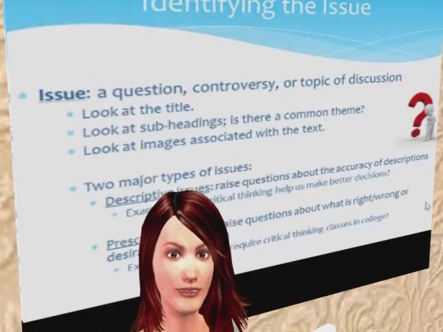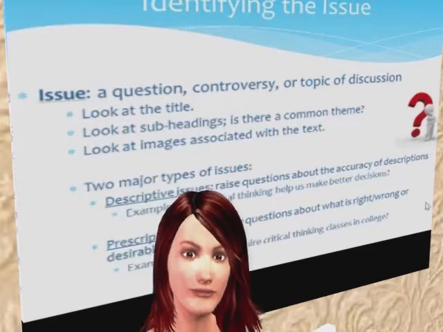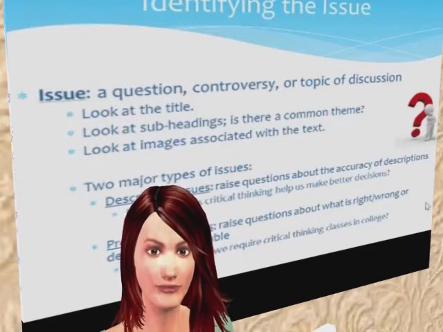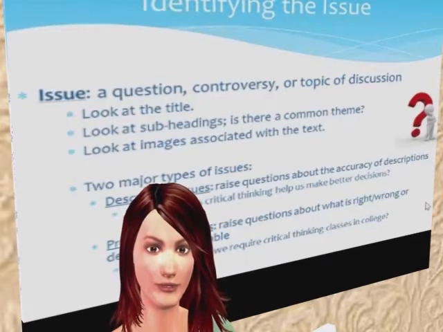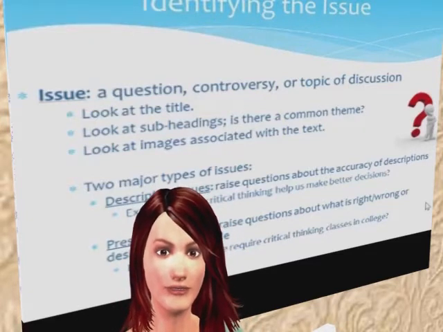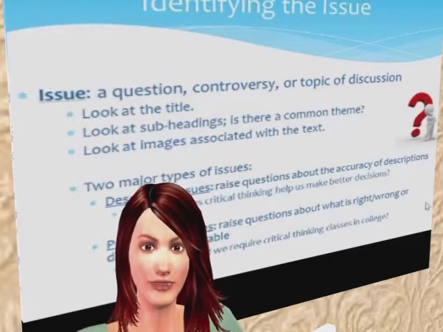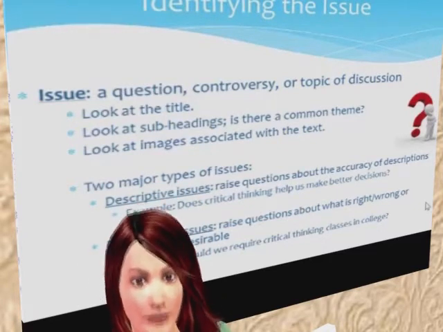So as Brown and Keeley argue, there are really two major types of issues, two categories: descriptive and prescriptive. And I know those words sound very similar, but they mean very different things. Descriptive issues raise questions about the accuracy of descriptions. They're more factual statements. So an example here is, does critical thinking help us make better decisions?